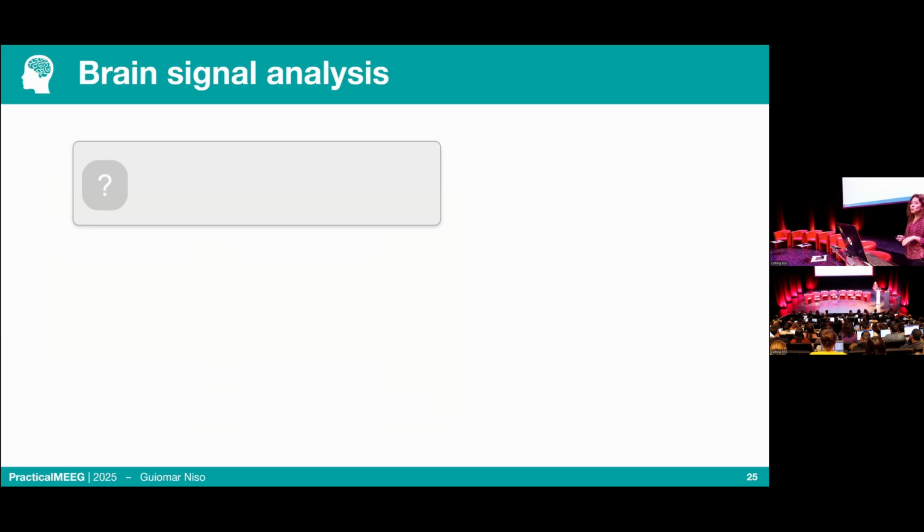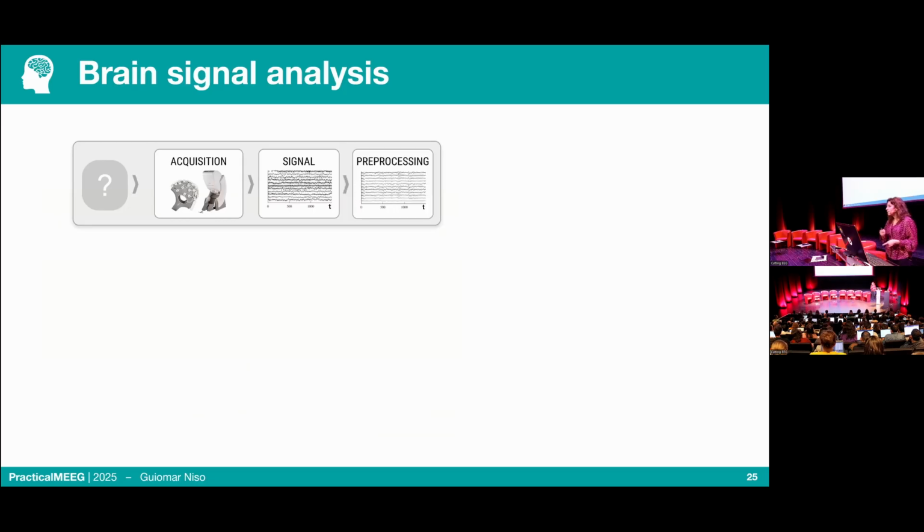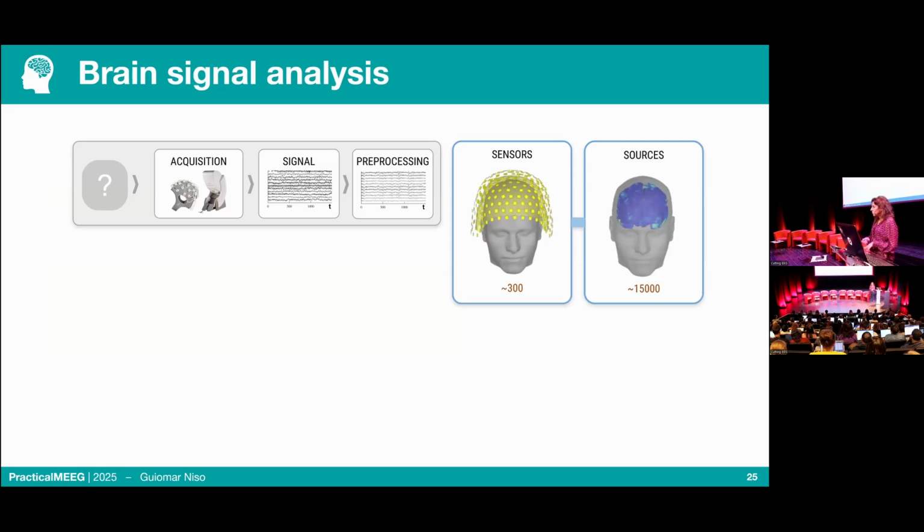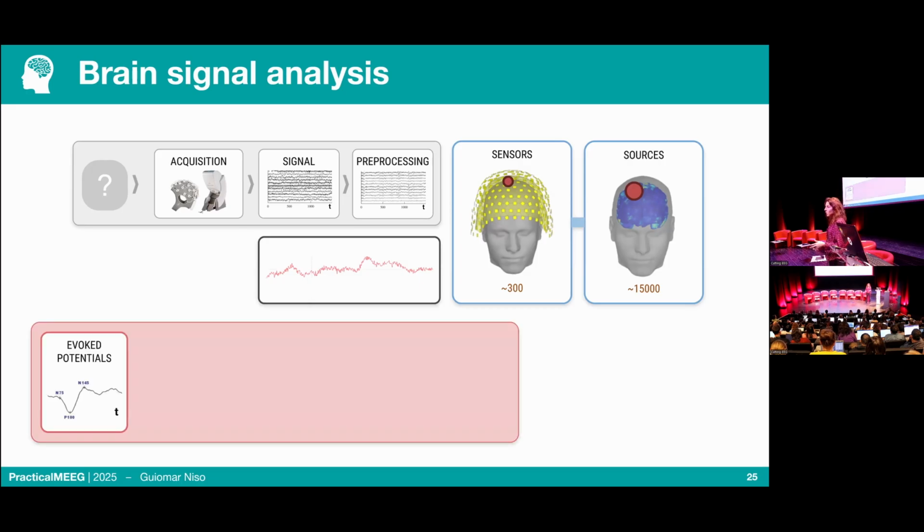Okay, so you have a research question, then you pick your technique and measure, and then you get your signals, and you clean and pre-process them. We've seen all this filtering, removing blinks, removing bad segments, removing bad channels. So then you have your clean data on the sensors, and you want to project to the sources, and you have one signal either from a sensor or from a source. And then you can do different types of analysis that we have seen throughout the workshop.